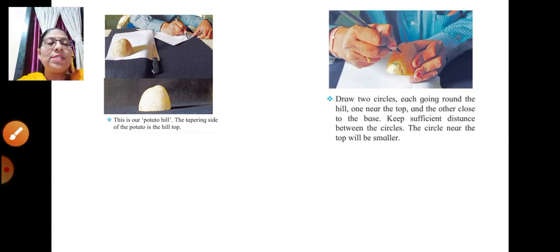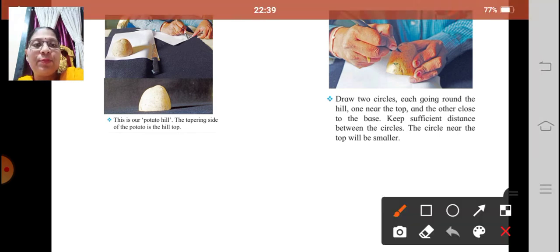Draw circles, each going around the hill, one near the top and the other close to the base. Keep sufficient distance between the circles. The circle near the top will be smaller. In the picture you can see two circles being drawn, one at the top and one at the base. One will be drawn over here, one will be drawn at the base over here.